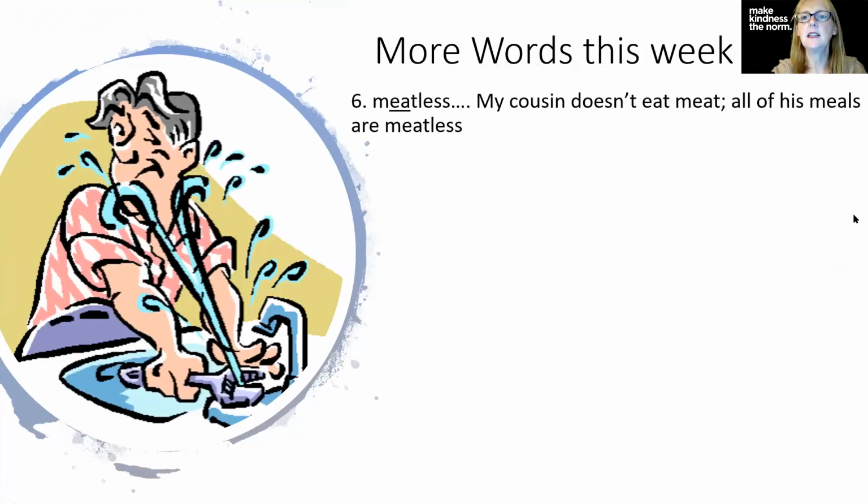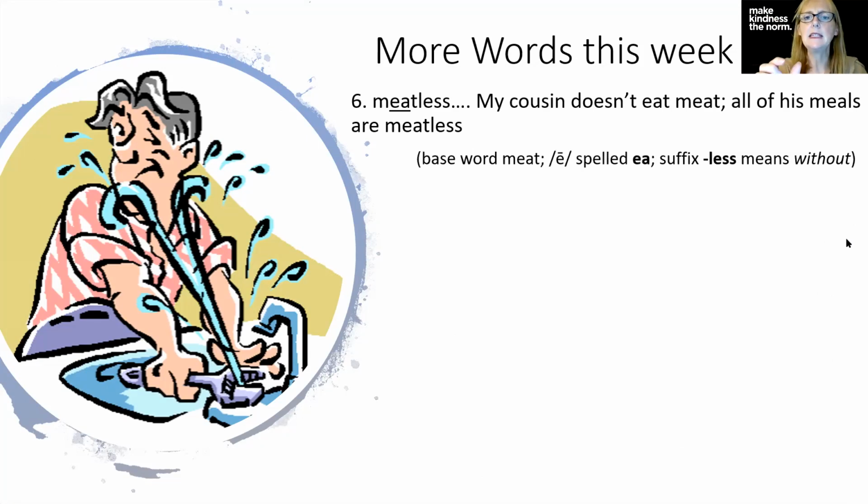Meatless. My cousin doesn't eat meat. All of his meals are meatless. The base word is meat. The long E is spelled E-A. And the suffix less means without. So that means all of his meals are without meat because less means without.